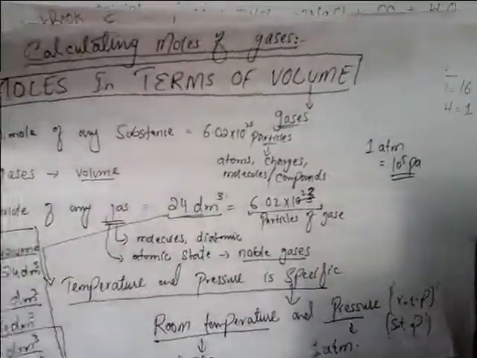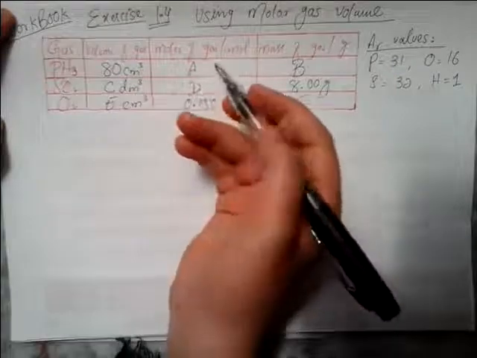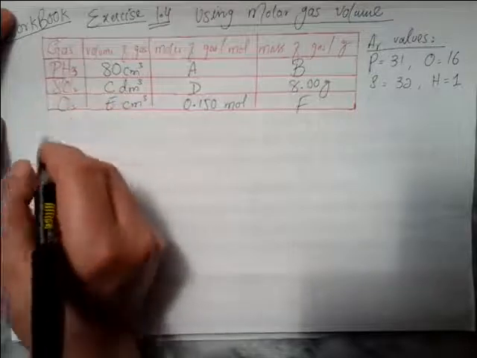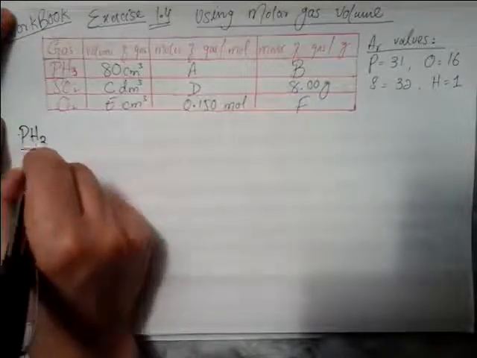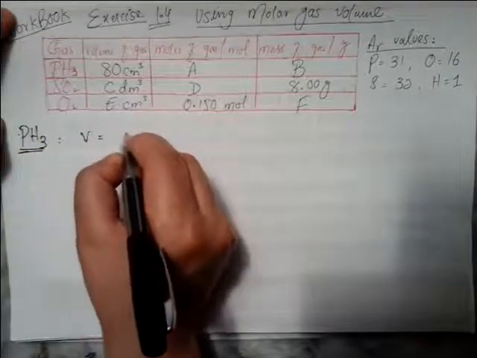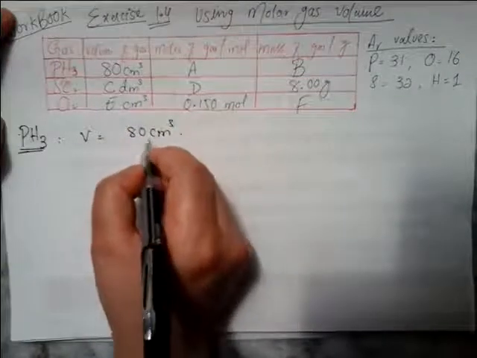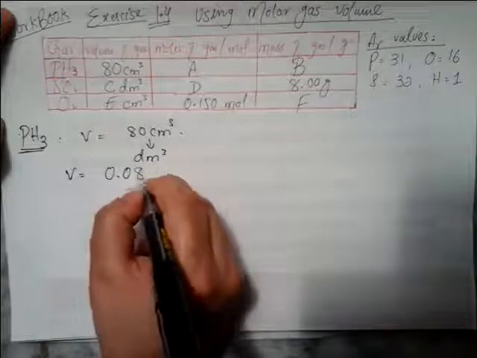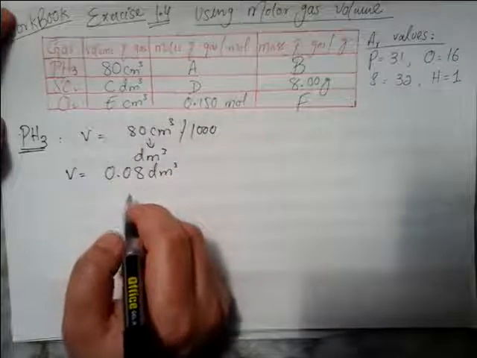So now let's come towards solving the questions. There is a table given in your book that consists of volume of gases, moles of gases, and mass of gases. For example, phosphorus trihydride, or also sometimes called phosphine, PH3. Its volume is given in centimeter cube, that is 80 centimeter cube. Definitely I have to convert it into decimeter cube. So the volume will become 0.08 decimeter cube. Why? Because I divide this value by 1000 and it comes out to be 0.08 decimeter cube.